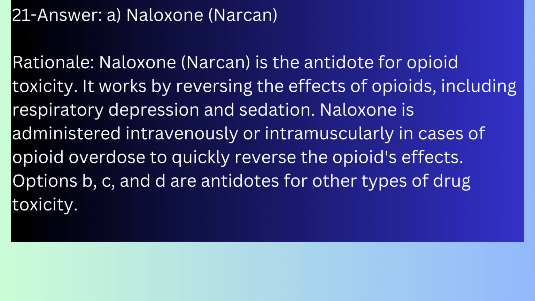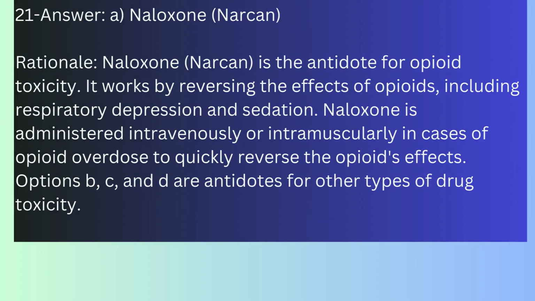Naloxone, Narcan, is the antidote for opioid toxicity. It works by reversing the effects of opioids, including respiratory depression and sedation. Naloxone is administered intravenously or intramuscularly in cases of opioid overdose to quickly reverse the opioid's effects. Options B, C, and D are antidotes for other types of drug toxicity.